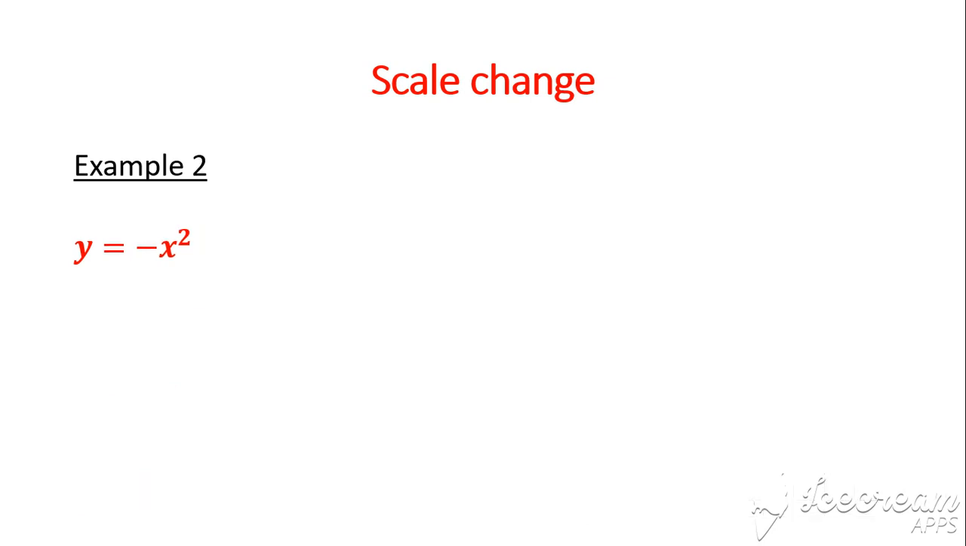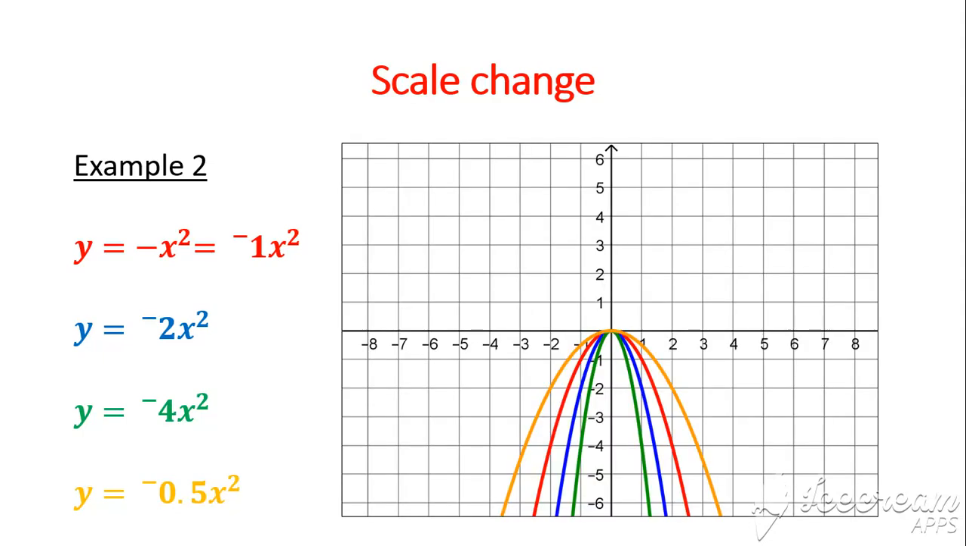Oh, what about this example? Y equal to negative x squared. Well, we did this before. First of all, know that it's negative 1x squared. There's a 1 there that we didn't write. What about negative 2x squared, negative 4x squared, negative 0.5x squared? Well, the same idea applies, but the graph's just upside down. So the graph can get narrower or wider, but because of that negative out the front, the graph's just now flipped over and upside down.